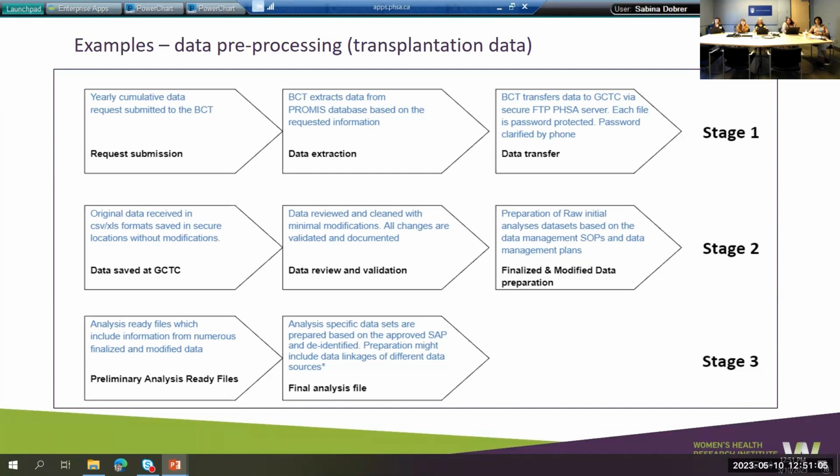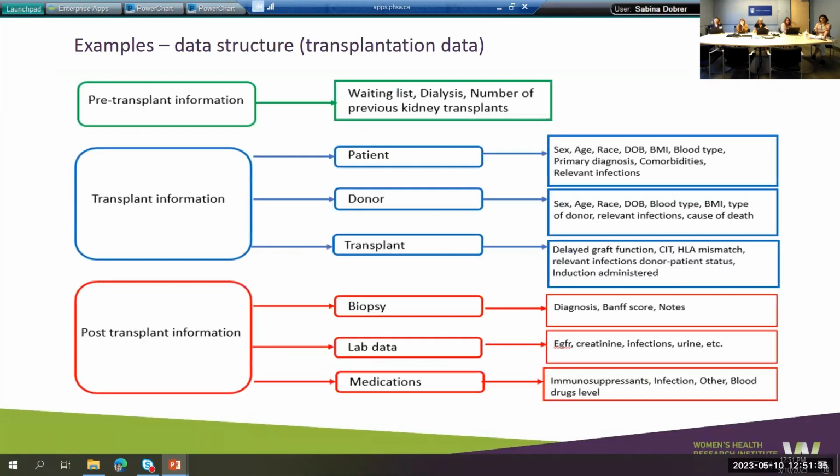So usually when I receive original data, I save it as is, as CSV or Excel. I don't touch it. After that, I review and validate the data. And I prepare different data sets, preliminary and final. So basically, this is the pre-processing process that can be done, starting with receiving the information.